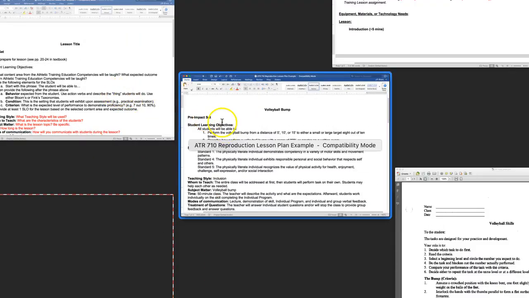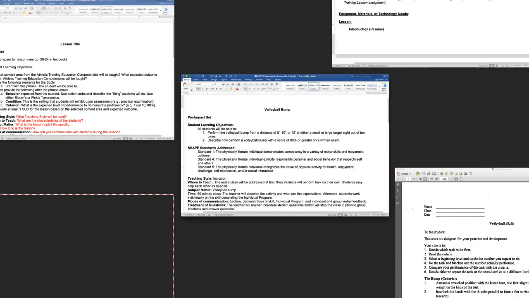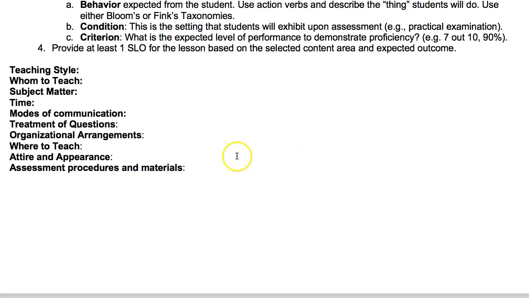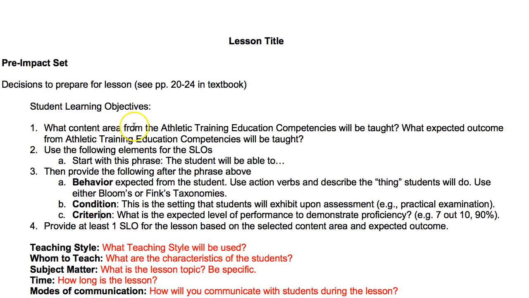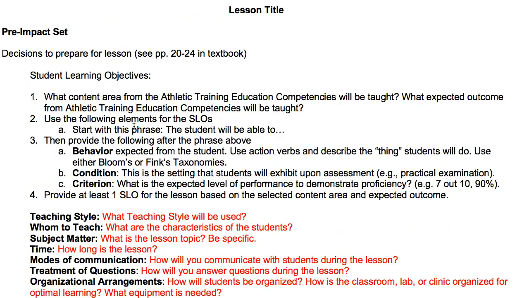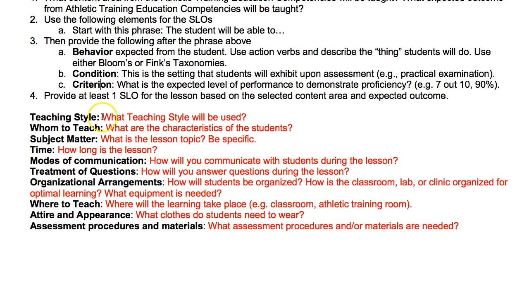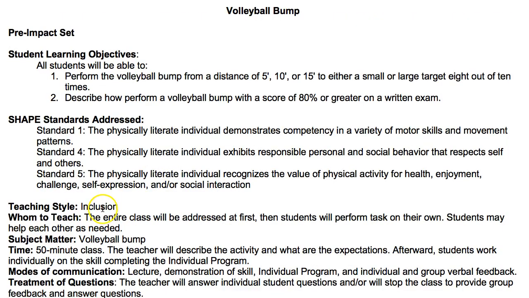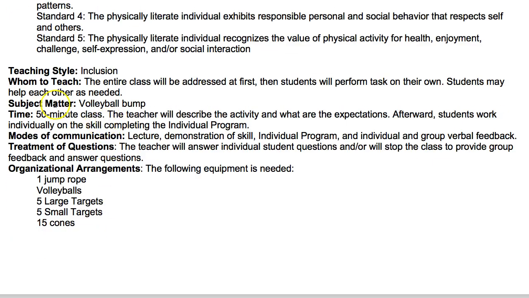Now, there's some other things that you need to address in the pre-impact, or all these things: teaching style, whom to teach. Now, in your template, I've provided what this stuff means. Teaching style. What teaching style will be used? So that's the Mostyn teaching styles. In our example lesson, we're using inclusion. You don't have to say anything else. Just say what it is.